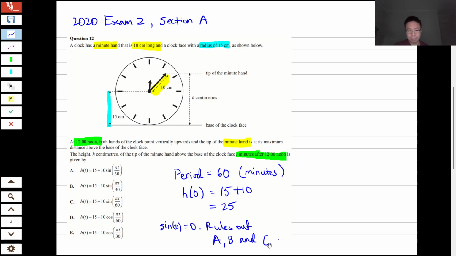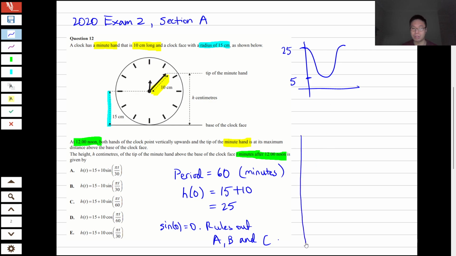So let's think for a moment. Both of these graphs have 15 plus a cosine graph. And that should make sense because I'm expecting the minute hand to start at its maximum position, 25, and go down to its minimum position, 5. So it makes sense to be adding a cosine graph. What differentiates options D and E is whether the denominator is 60 or 30.